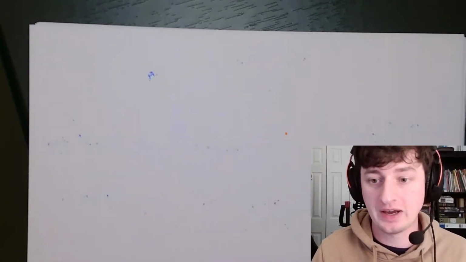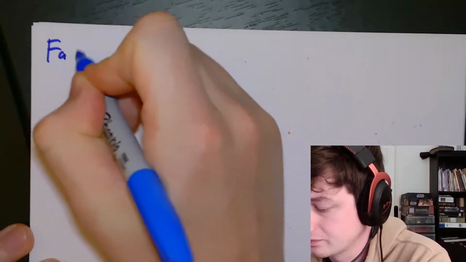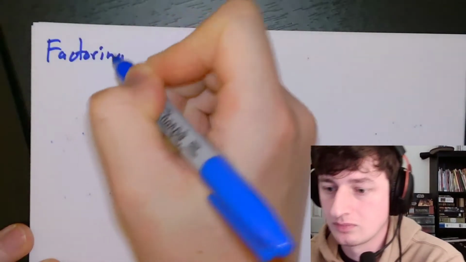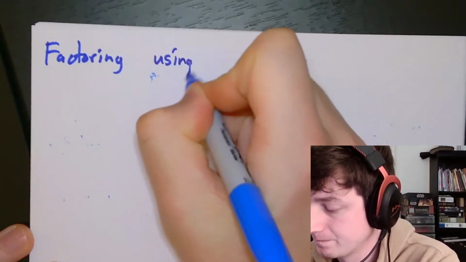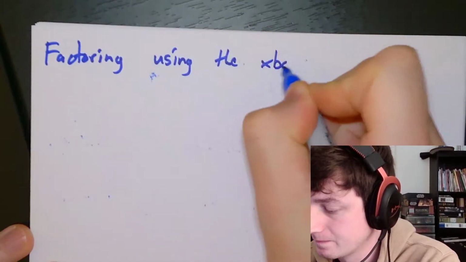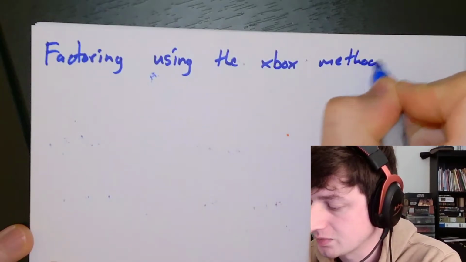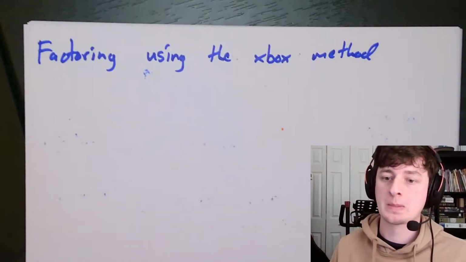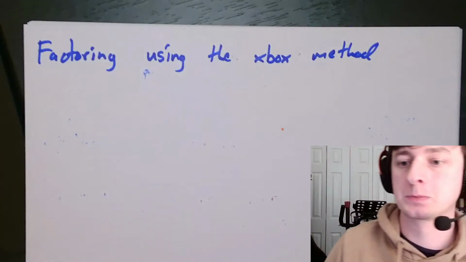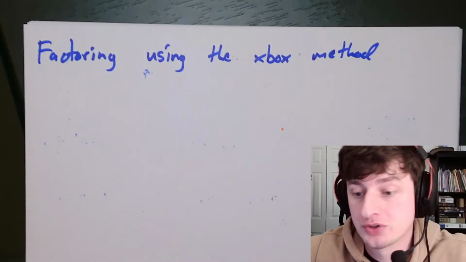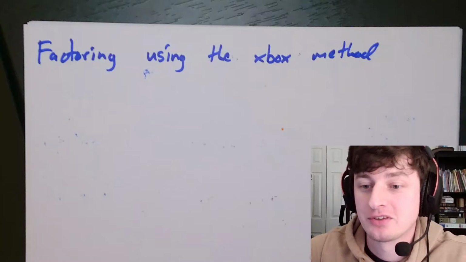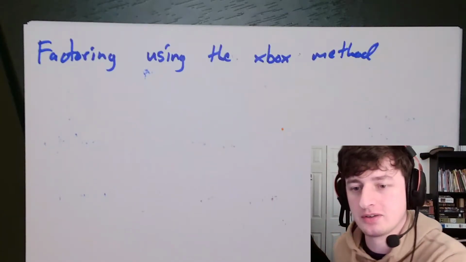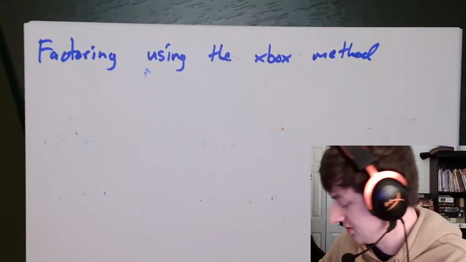All right, so factoring using the Xbox method. So unfortunately, we're in fourth period. This is the first time I'm teaching this. I'm probably going to get it wrong. I'm setting myself up that way because we'll see if I get it right. But lowering expectations, it's easier to step over them, right?